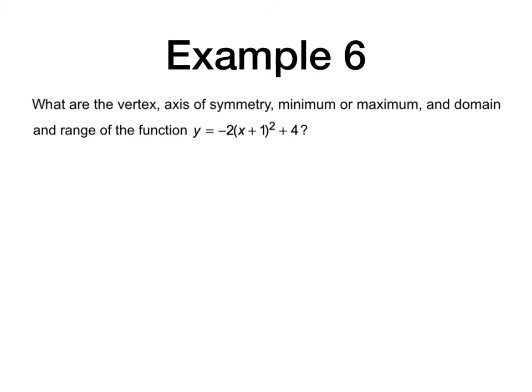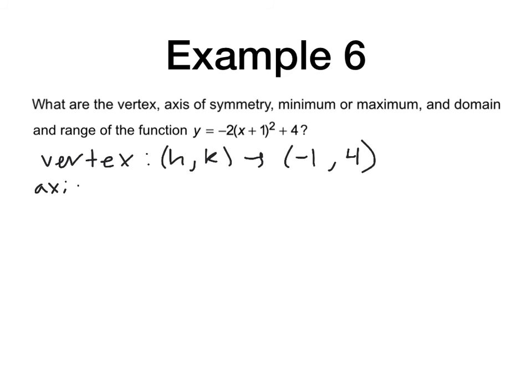All right, so one more example. What are the vertex and axis of symmetry, minimum or maximum, and domain and range of the function? So let's find our vertex. What's our vertex going to be here? Negative 1, comma 4. Mia, what's our axis of symmetry?